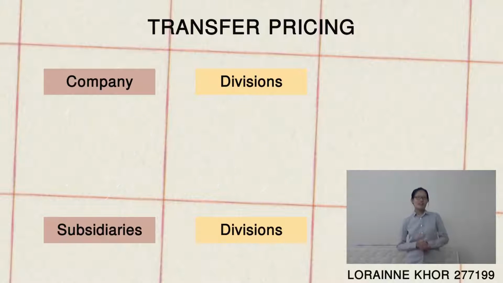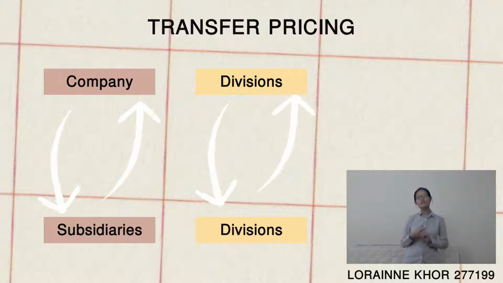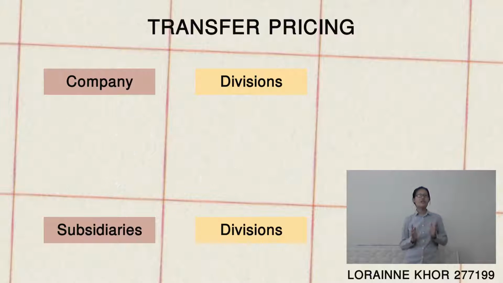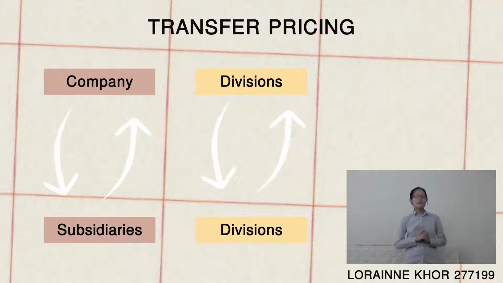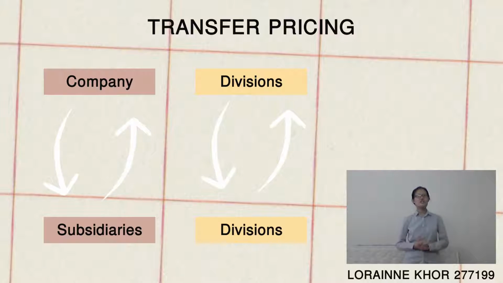What is transfer pricing? Transfer pricing, also known as transfer cost, is the price at which related parties transact with each other, such as during the trade of supplies or labor between departments. Transfer pricing may be used in transactions between a company and its subsidiaries or between divisions of the same companies.